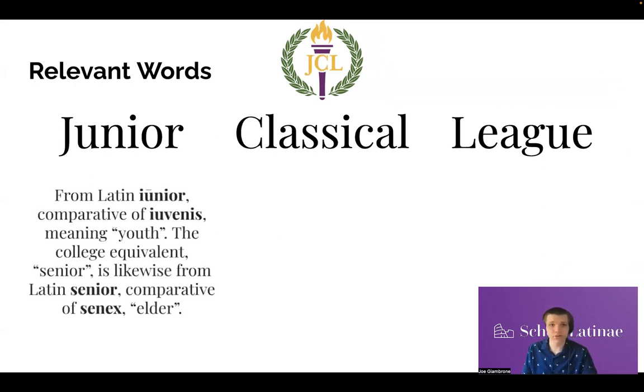Junior is from juvenis, which means young or young person. And so that's how you know that the Junior Classical League is meant for youths, which is why it's aimed towards high schoolers. There is a Senior Classical League, and senior, as you can see, comes ultimately from senex, which means old or old man. And that's because once you become old, which is according to the Senior Classical League when you enter college, you can join that organization.